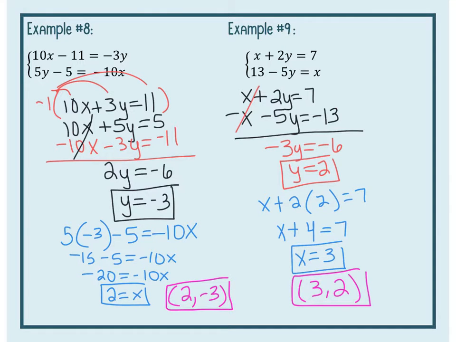So first step was to line up the variables. So the first one was already good to go. The second one, I had to move the x over by subtracting x. The y was okay where it was at, and then I had to move the 13 over by subtracting it. Well, once I lined them up, guys, my x's actually eliminated themselves. So then I was left with negative 3y equals negative 6. I divided by negative 3 and got y equals 2.